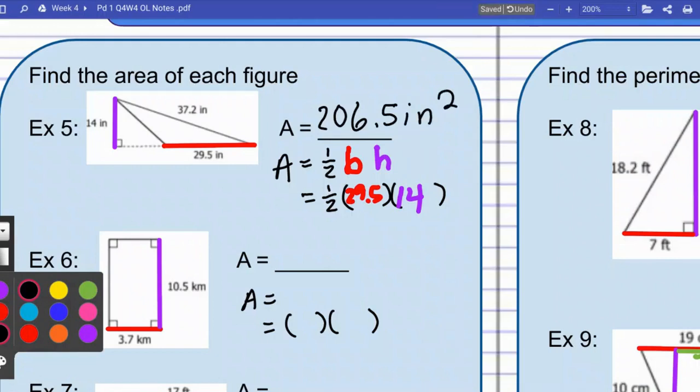And if you want to find the area of this rectangle, it's just length times width, or you can use base times height. My base is 3.7, and we multiply that by the height, which is 10.5. So 3.7 times 10.5.